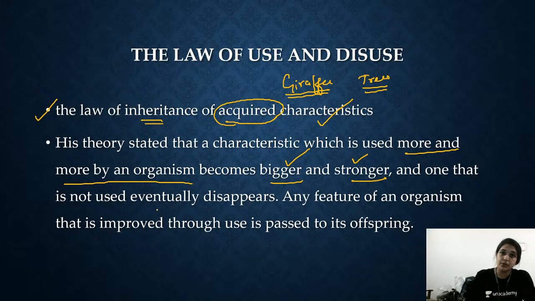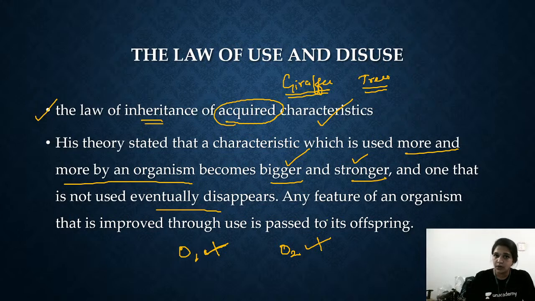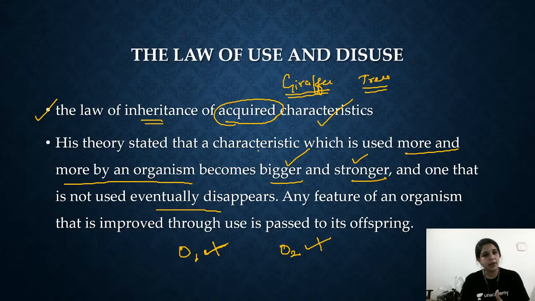And one that is not used eventually disappears. There is organ 1, which we are using often, and organ 2, which we are not using at all. If you use organ 1 often, it will become stronger and bigger. Organ 2, if you do not use it, will disappear in the meantime. So two theories, two ideologies. First is inheritance of acquired characters. Second is the theory of usage: when you use something more and more, it becomes bigger and stronger, and when you do not use something, it disappears. That is his theory. Very important theory. This will come as a question. Lamarckianism itself can come as a question.